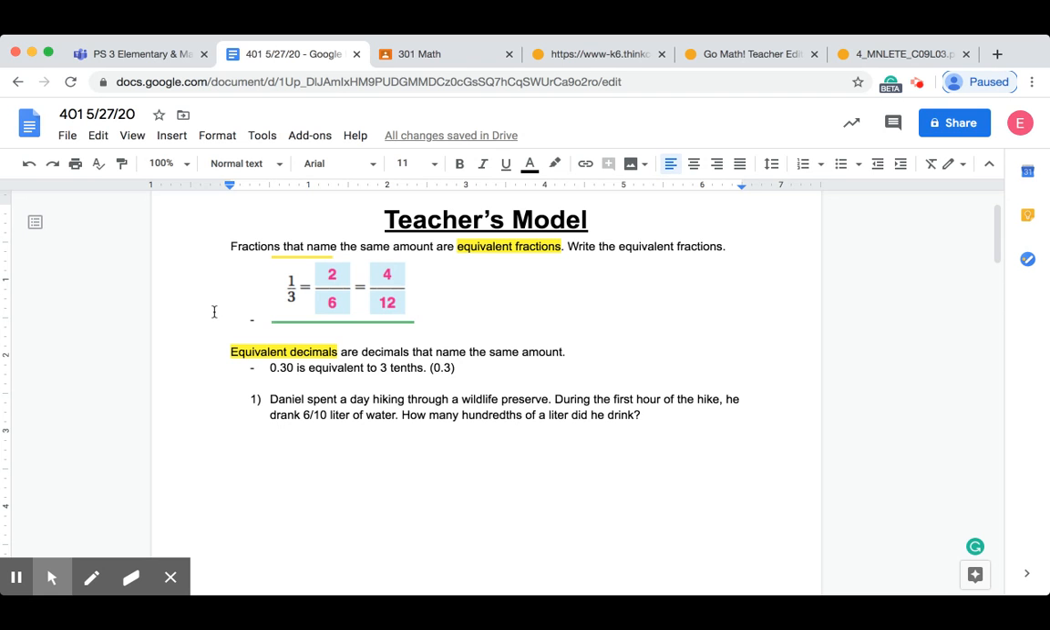Now, equivalent decimals are decimals that name the same amount. So here we have 30 hundredths, which is equivalent to 3/10. And I will show you why that works later on.